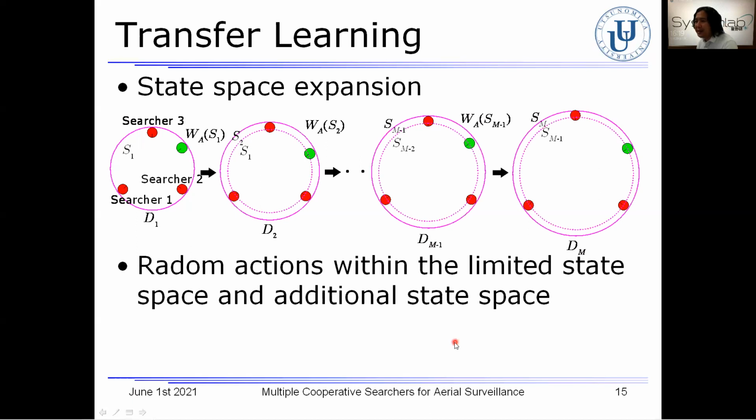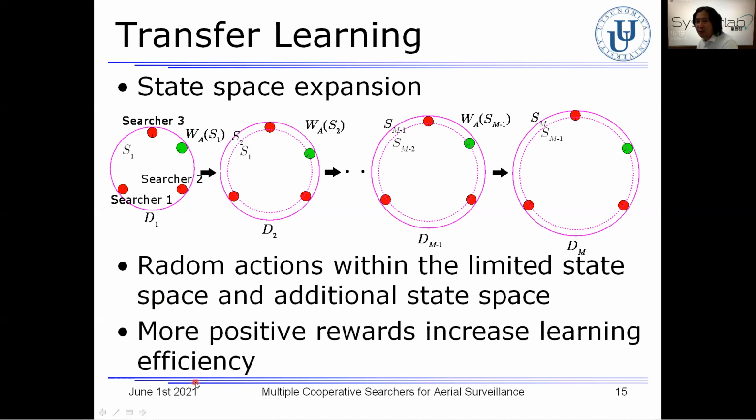Through transfer learning, random actions of the searchers in the initial learning phase are confined to limited state space and additional state space. In the initial limited state space, the searchers detect the UFB with random actions. So more positive rewards are given to the searchers. And as a result, the learning efficiency is increased and the searchers in the surveillance area are allowed to learn the effective actions to approach the UFB with episodes.